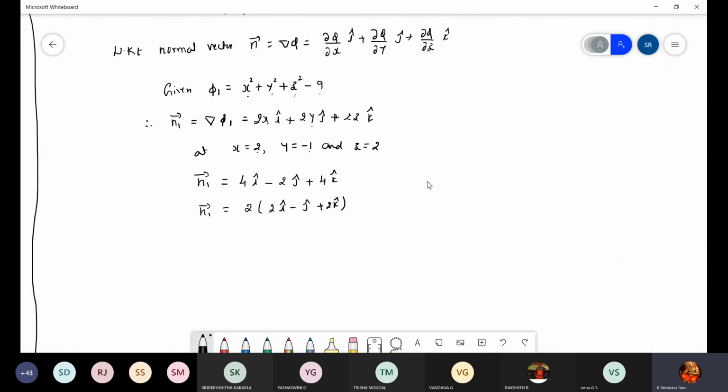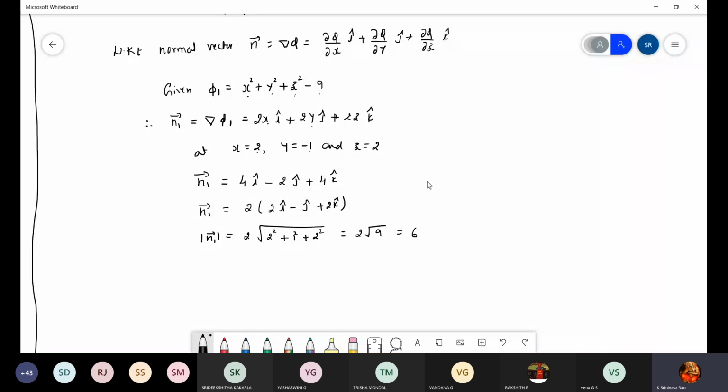So therefore our magnitude of n1 equals 2 times square root of 2 square plus 1 square plus 2 square. I will write plus only, even though it is minus, because of the square it becomes plus. So that is 2 root 4 plus 4, 8, 8 plus 1 is 9. So 9 is a perfect square. Square root of 9 is 3. Correct? So the answer is 6. 2 3s are 6.